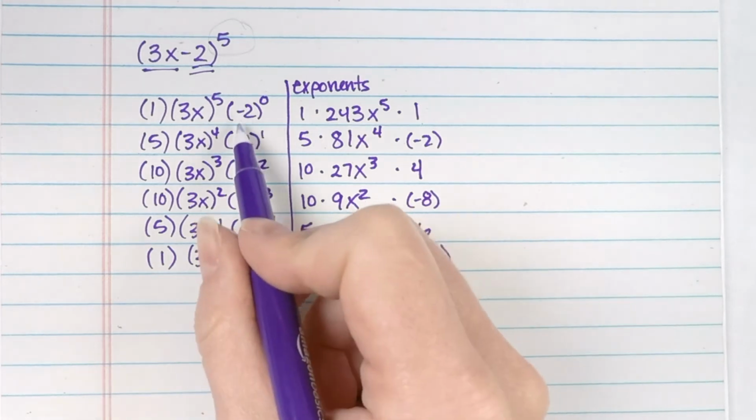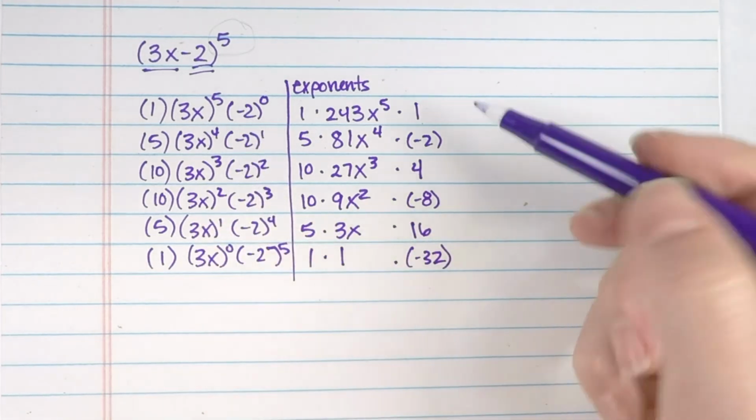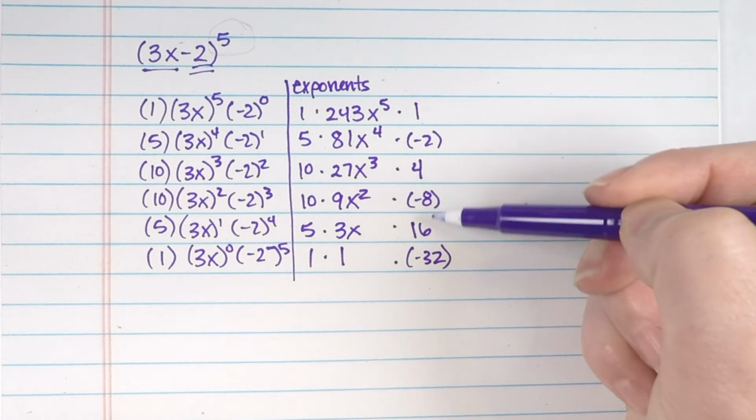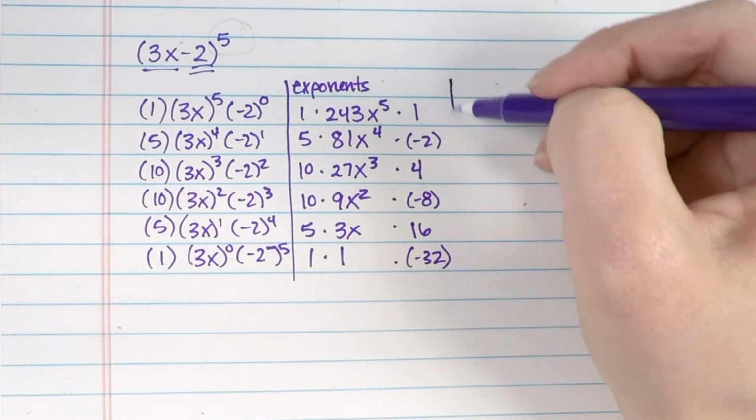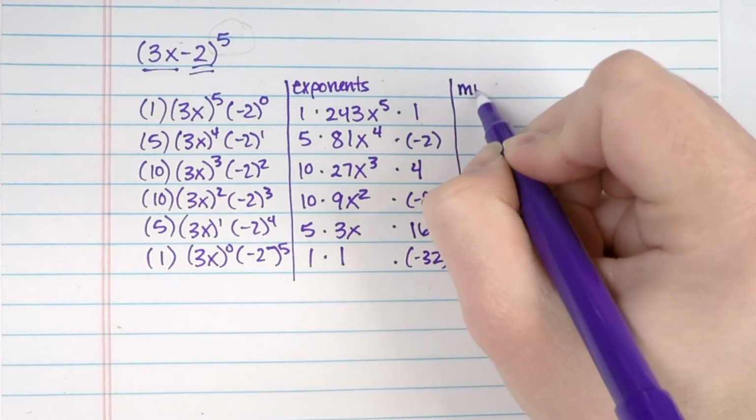Notice too, if these end up being a negative number in the parentheses, your signs will alternate. Positive, negative, positive, negative, positive, negative. All right, so now let's do the multiplication.